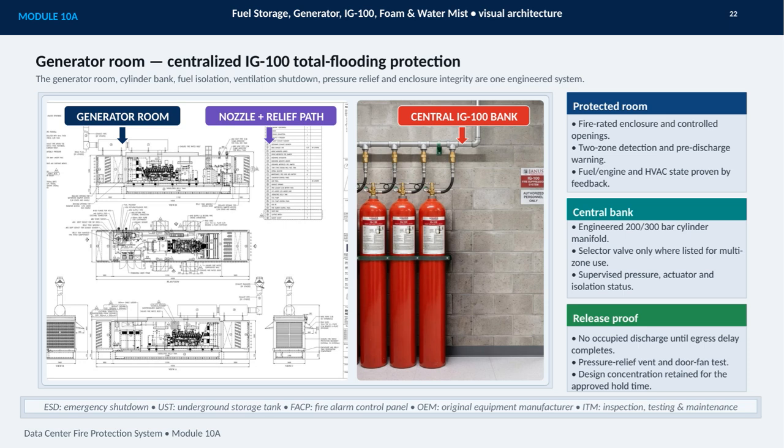The release sequence is designed to protect people and preserve system performance. Occupied discharge cannot occur until the egress delay is complete. The pressure relief vent and door fan test help verify enclosure behavior, while the design concentration must be maintained for the approved hold time. In practice, this means the room, cylinders, fuel isolation, ventilation shutdown, detection, and controls must work together. The supporting terms include ESD for emergency shutdown, FACP for fire alarm control panel, OEM for original equipment manufacturer, and ITM for inspection, testing, and maintenance.